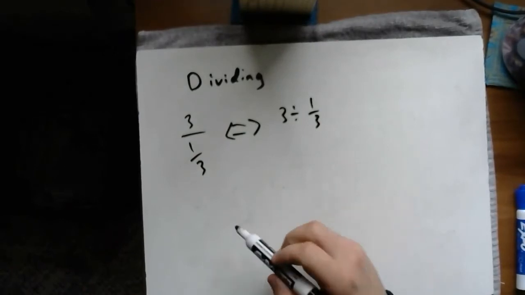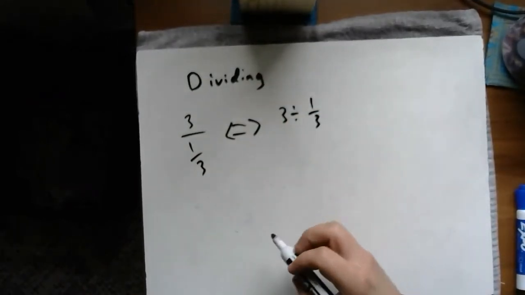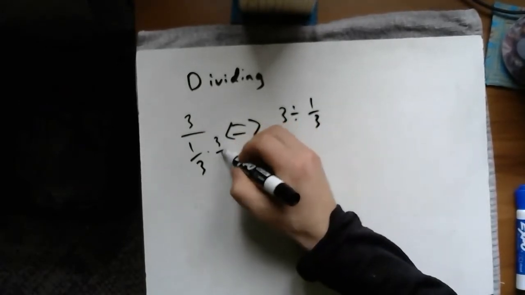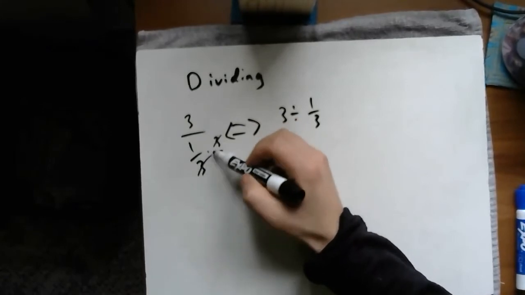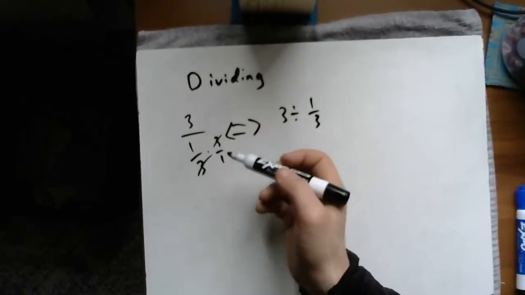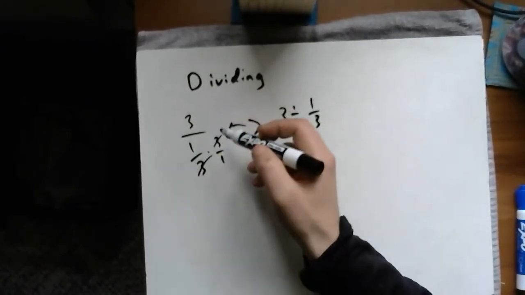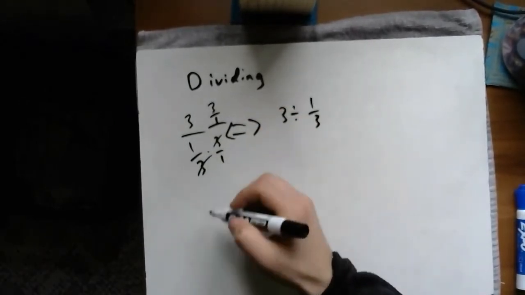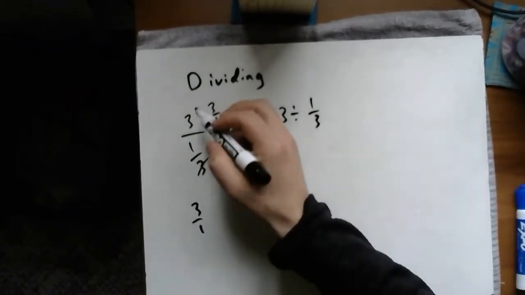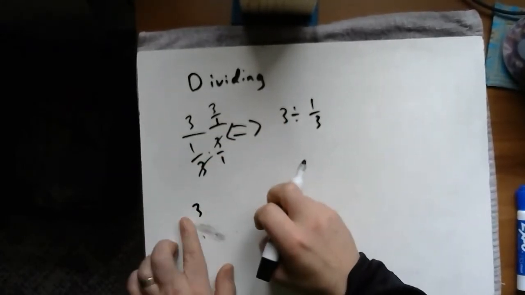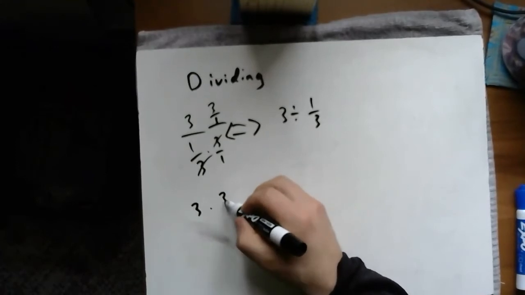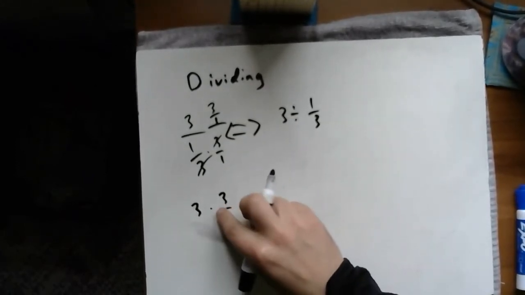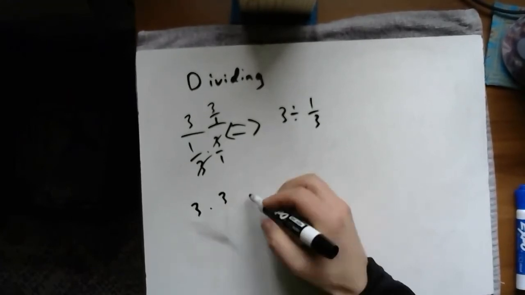And really, this is just multiplying by the reciprocal. Here, if I multiply this by 3/1, then this all cancels out, and I just have 1 in the denominator, so it's no longer a compound fraction there. But then I have to multiply this by 3/1 as well, which gives me 3 times 3/1, which is just 3. So that equals 9.